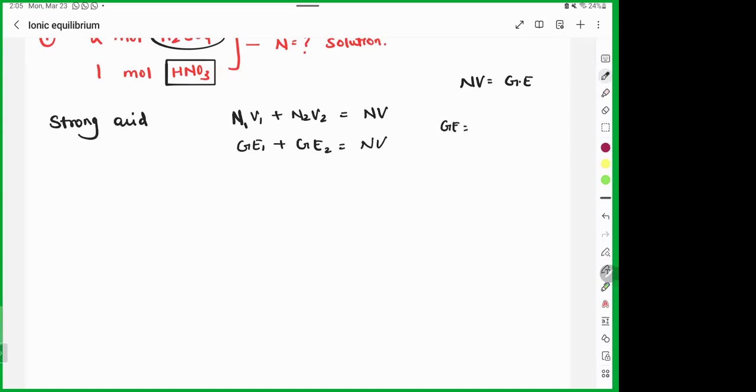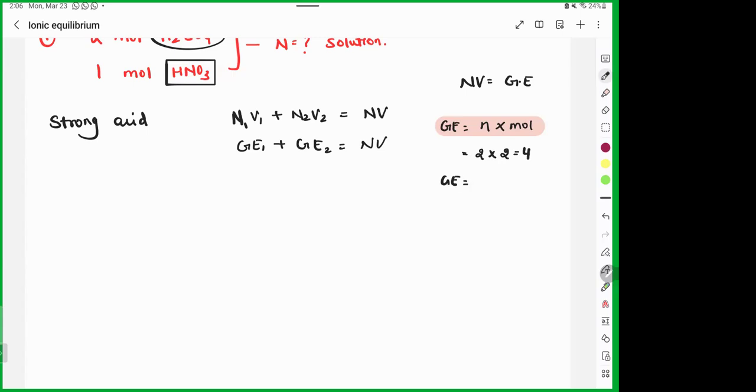The formula of gram equivalent is valency factor multiplied by number of moles. This is an important formula. Now look at this. What is the valency factor of H2SO4? 2. Number of moles given? 2. Total 4.